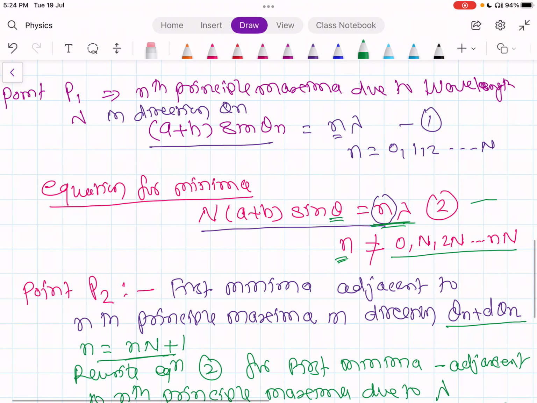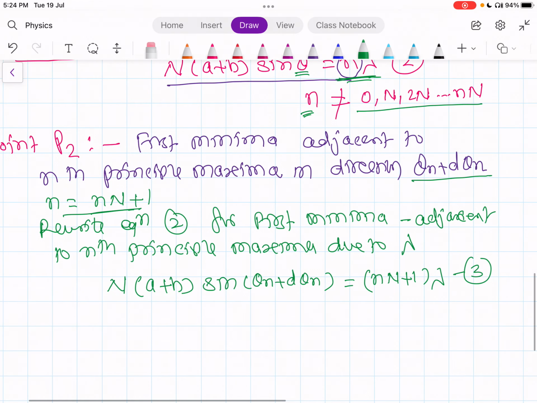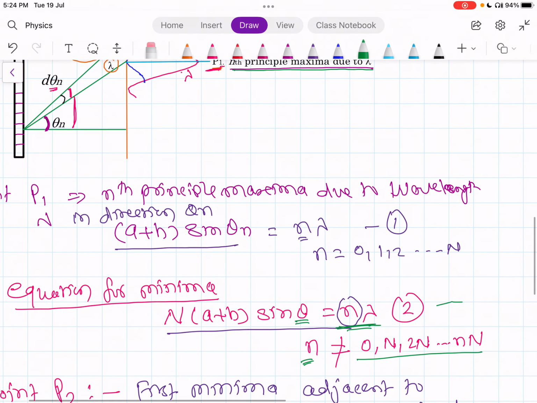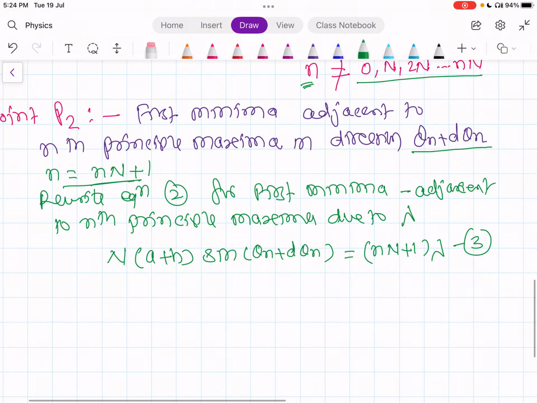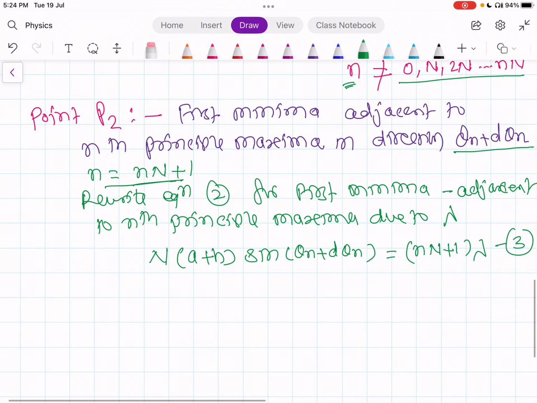So we got equation 1 for the nth principal maxima at point P1, and we got the equation for the first minima adjacent to the nth principal maxima by equation 3. But at point P2, it's not only the first minima due to wavelength lambda 1.